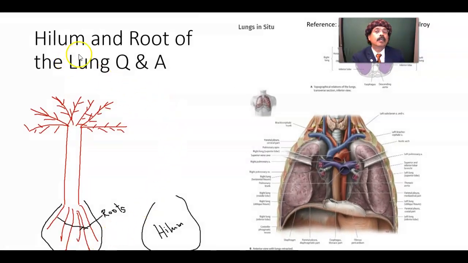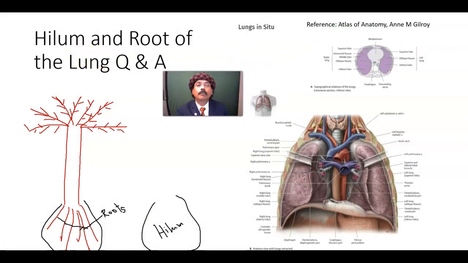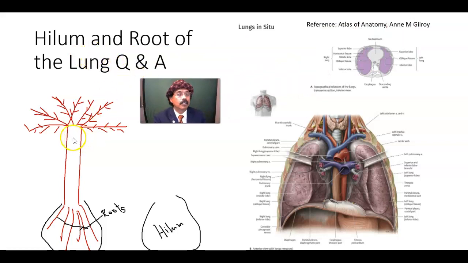Okay, now again we should have some idea about the hilum and root of the lung. Suppose this is a tree. A tree has roots. This is the root. So these are the roots of the lung. Okay, root. And the space for the root: suppose you have uprooted the tree and it has been taken out. What is on the soil, this depressed area, this is the hilum. The hilum is the space. The hilum is not a structure.